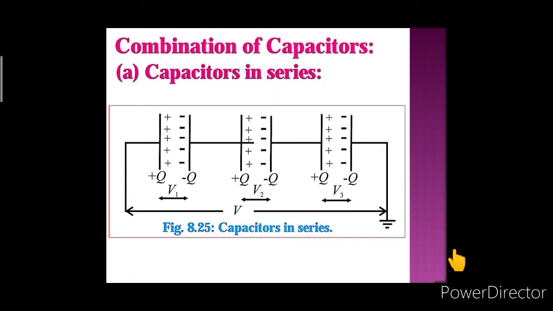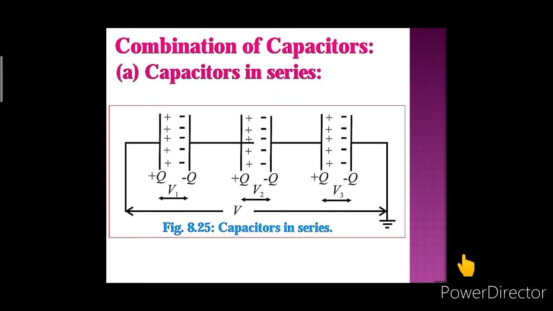When the capacitors are connected in series, they are connected one after the other in the form of a chain. That means when a potential difference V is applied across several capacitors connected end to end in such a way that the sum of potential differences across all the capacitors is equal to the applied potential difference V, then the capacitors are said to be connected in series.